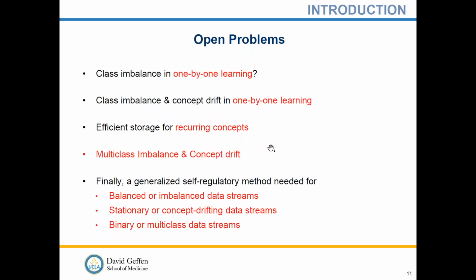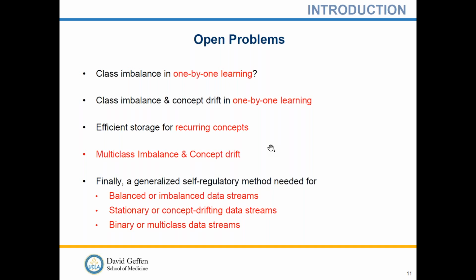Now that I've given background about extreme learning machine and sequential learning and the two problems associated with it, I'm going to define some open challenges. The first one is that in sequential learning, there's no method that can tackle class imbalance problem in one-by-one learning mode. Similarly, there is no sequential learning method that can tackle class imbalance and concept drift in one-by-one learning.